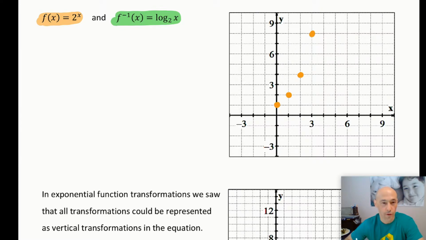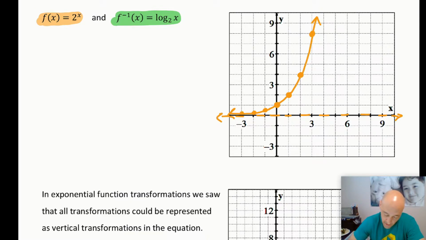2 to the negative first power is 1 over 2, or 1/2. 2 to the negative 2 power is 1 over 2 squared, or 1/4. And then 1/8, and it gets small quickly. And so this graph is going to go just like this, as we have learned exponentials do. And the asymptote is right here at y equals 0.